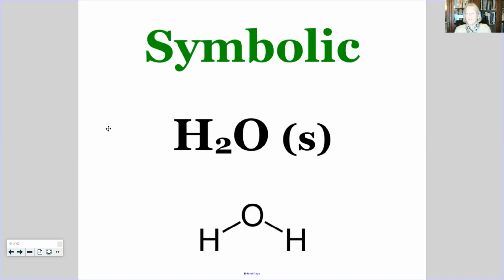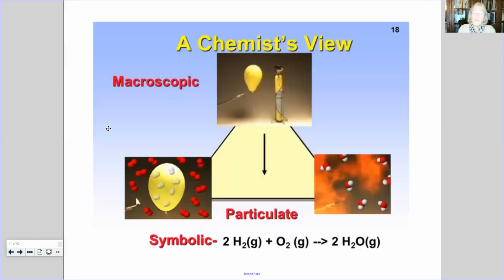And then finally, this third view is just enough to confuse you. We have a symbolic view of chemistry in which we write symbols as if it's a new language to represent the idea that we're thinking about. This symbol represents both the particle idea and the macroscopic idea. So the three views of chemistry are important for you to always hold in mind. It is a big key to being successful in the chemistry course.